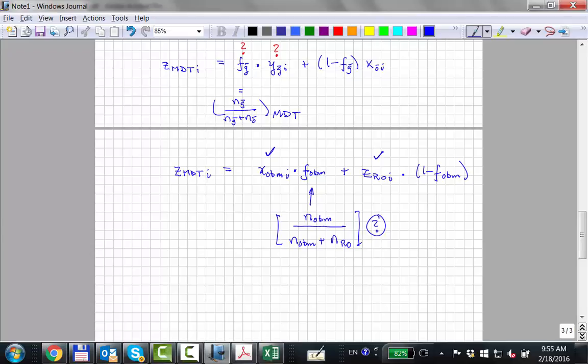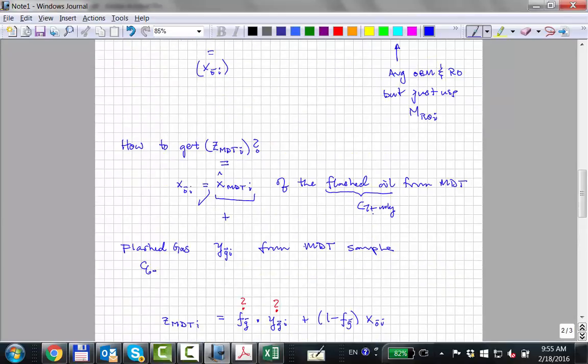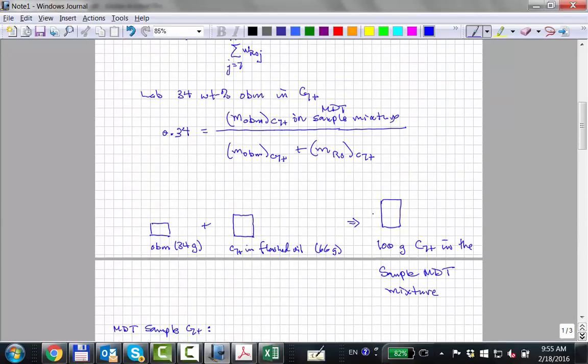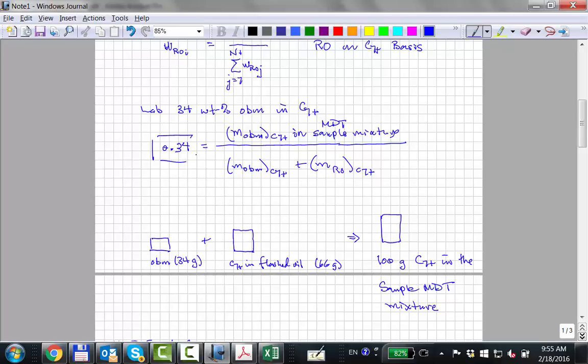What are we given? We're given that 34% on the C7 plus basis up here. We're given this mass ratio, the mass of the oil-based mud in the C7 plus over the mass of oil-based mud and so forth. I don't know what we want to call this. We can call this basically this, meaning that it's on a C7 plus basis, oil-based mud, and it's on a weight percent basis.